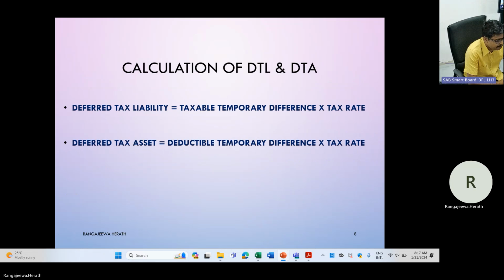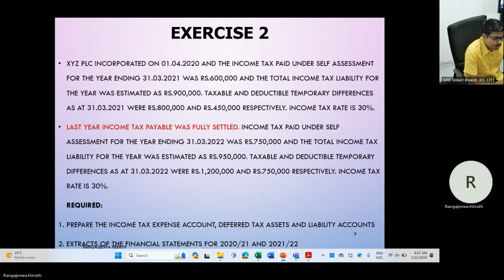So we discussed that. Then how to calculate the deferred tax liability: the taxable temporary difference multiplied by the tax rate. If it is a deductible temporary difference, multiplied by the tax rate, you can have the deferred tax asset. Taxable means in the future it will create more taxes, so it's a liability. Deductible means you can deduct this in tax calculation, so it is an asset, right? So we had exercise 2. That is where we stop.